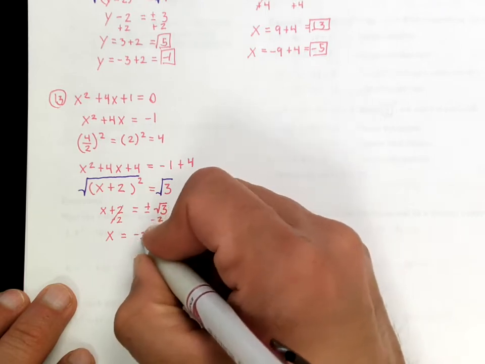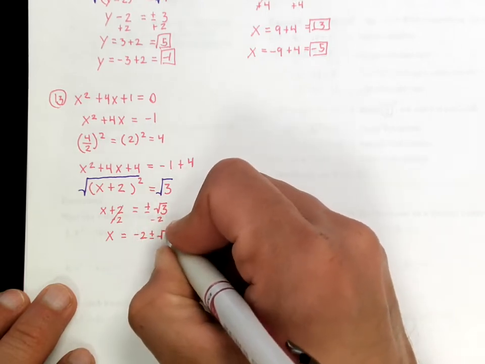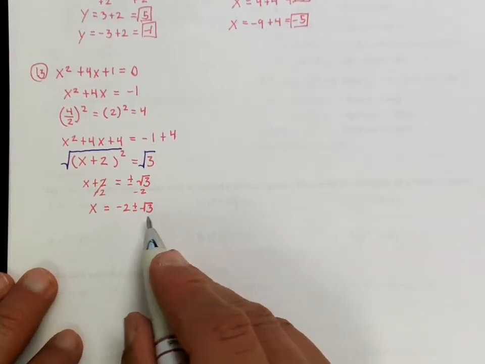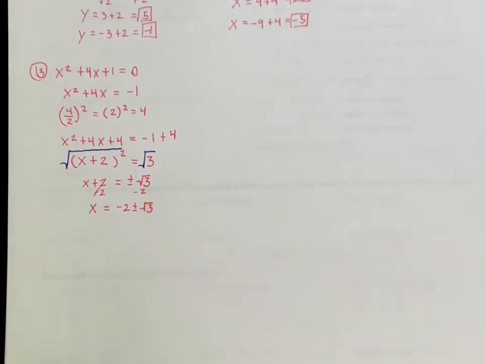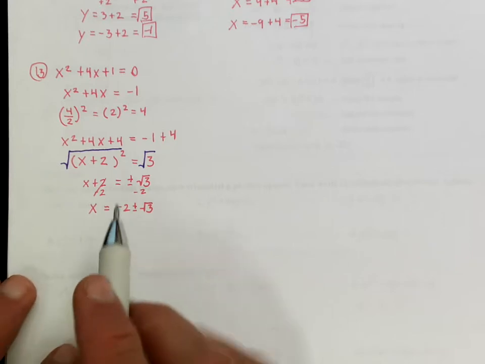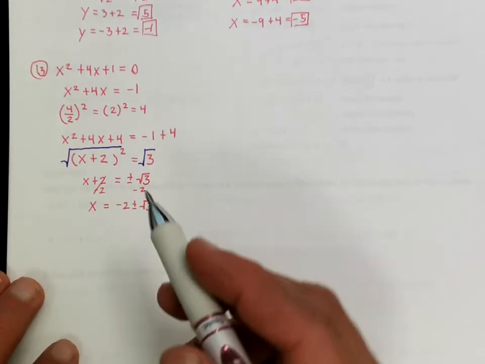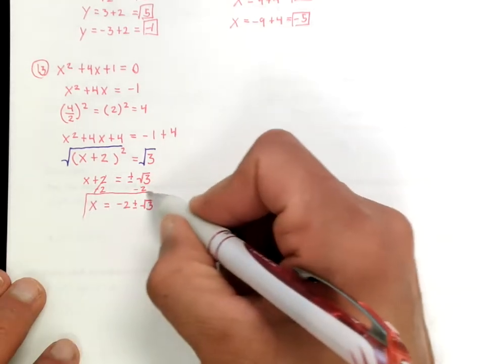Now, unless I use a calculator, I cannot add those two. They're both numbers, but I cannot add them. So I'm actually just going to leave them like that. This is technically 2 answers, right? You have negative 2 plus the square root of 3, negative 2 minus the square root of 3. So this is actually my answer for that.